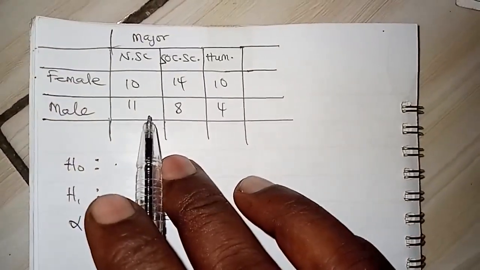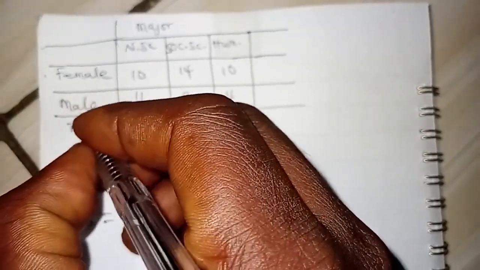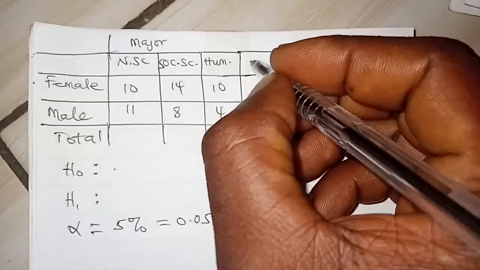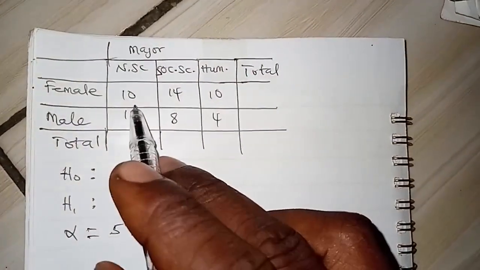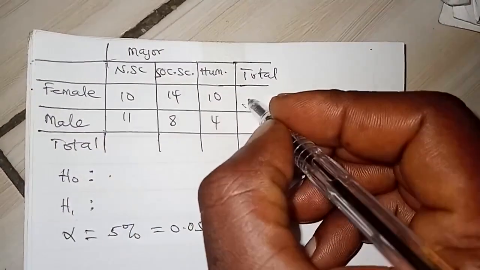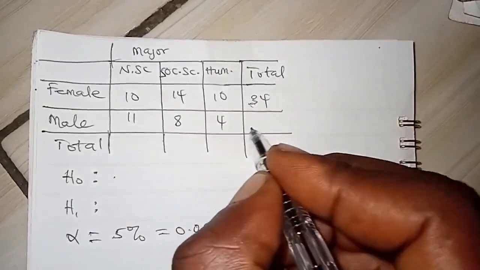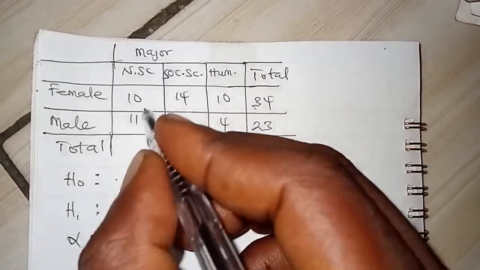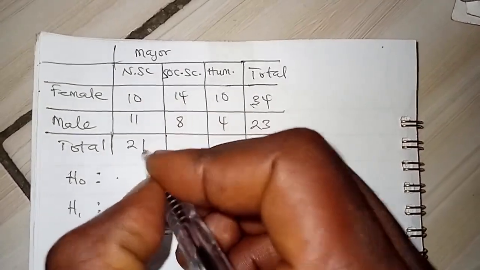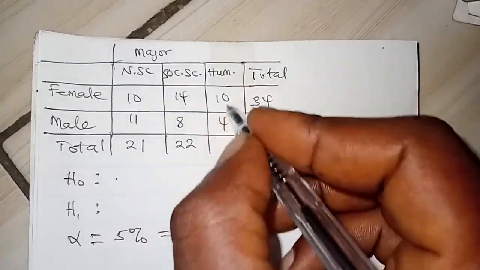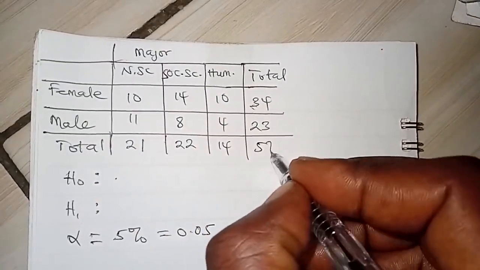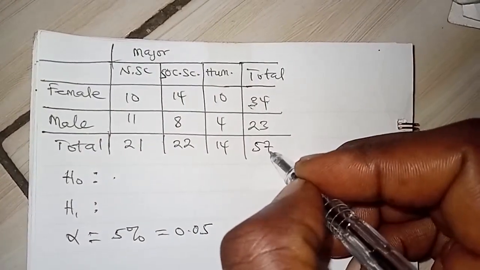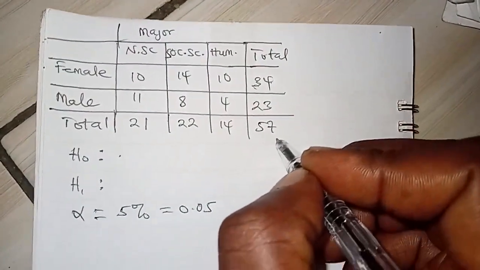So to confirm that it is a contingency table, we add total here, we add total here as well. If we add the first row, we have 34, and if we add the second row, we have 23 as the total. If we add the first column, we have 21. Add the second column, we have 22. Add this one, we have 14. If we add this total plus this total plus this total, we have 57 as well. If we add this and this, we have 57. So it is actually a contingency table, and because of that, we are going to use chi-square.